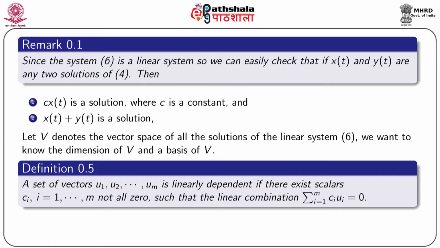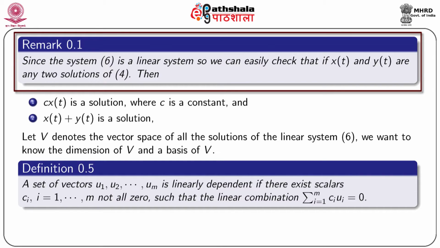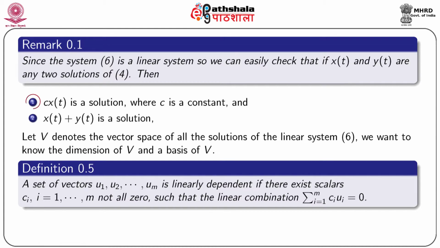Since the system 6 is a linear system, we can easily check that if x(t) and y(t) are any two solutions of it, then c x(t) is a solution where c is a constant, and x(t) plus y(t) is also a solution. Let capital V denote the vector space of all the solutions of the linear system 6, and we want to know the dimension of V and the basis of V.